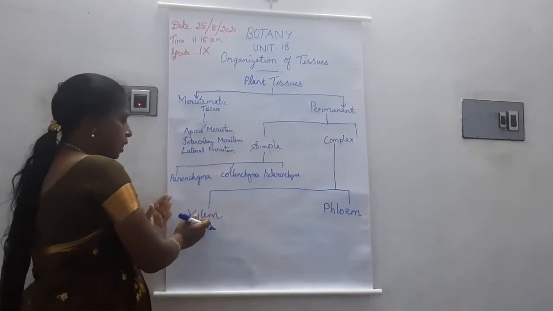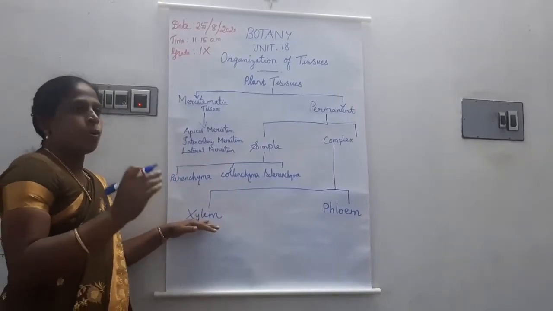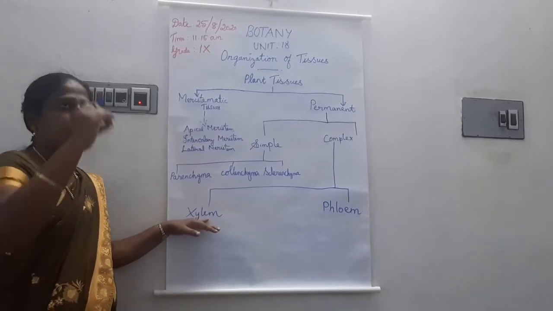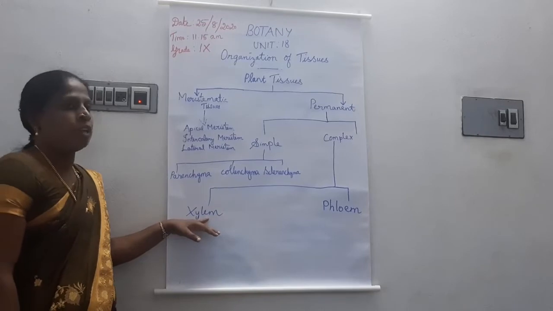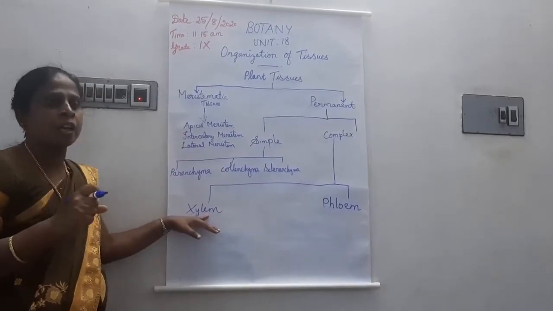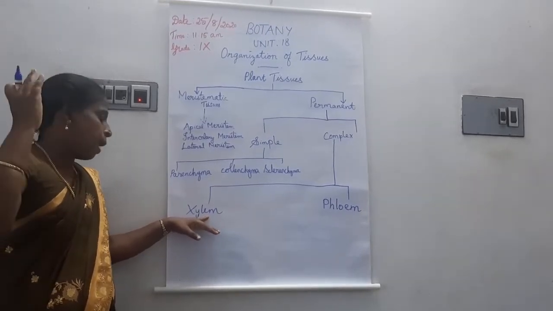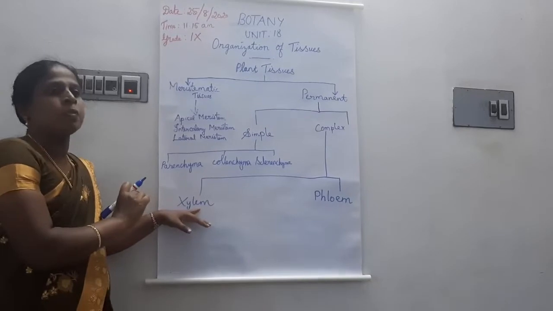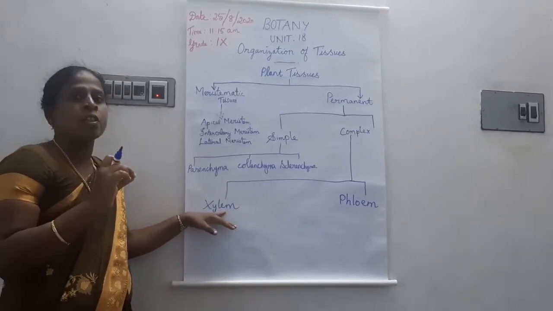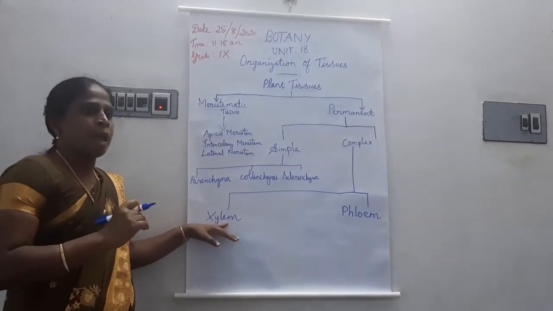So the first one is xylem. See, it is a conductive tissue. It can conduct water and dissolved materials from the root to the aerial parts of the plant body. We all know the root absorbs the water from the soil and it reaches the aerial parts of the plant body. So this xylem tissue is helpful for the conduction of water and dissolved materials from the root to the aerial parts of the plant body.